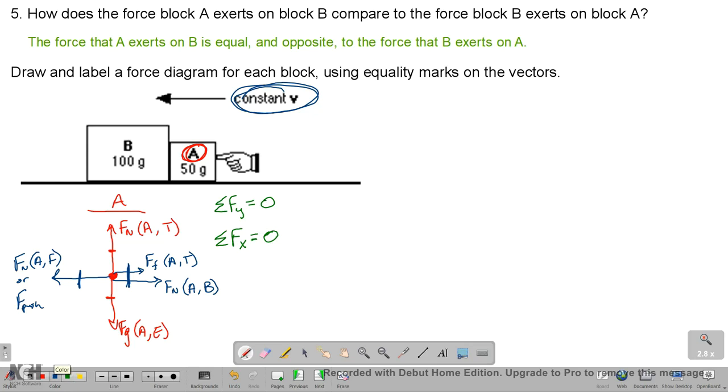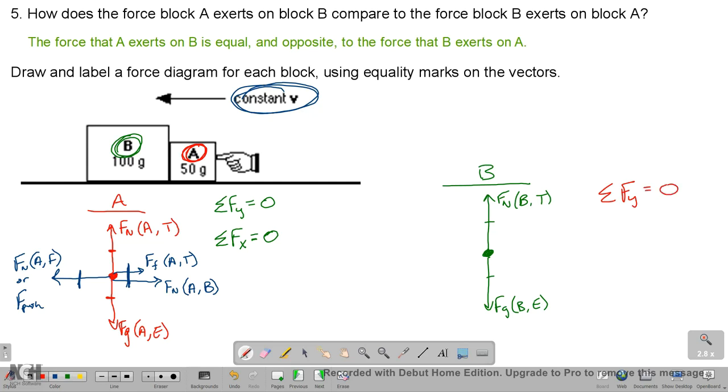So now, let's look here at object B. Okay, so B. And again, we'll start with the things that we know for sure. So the force due to gravity, which is acting on B by the Earth, and of course the normal force that opposes that, which is acting on box B by the table. These must be equal. So right now, if we wanted to, we could just come over here and say, all right, well, the sum of the forces in the y direction is equal to 0 because those two things are balanced.